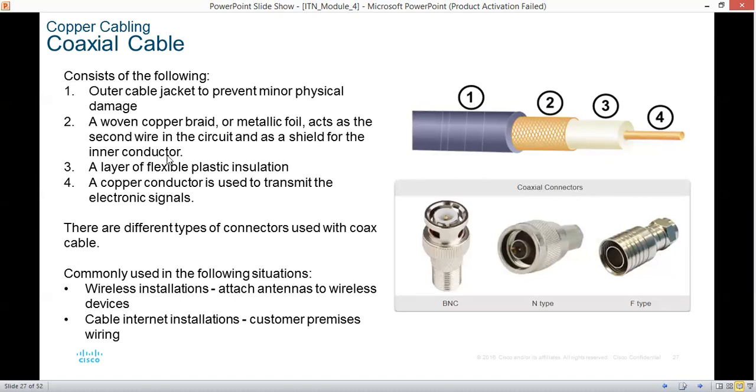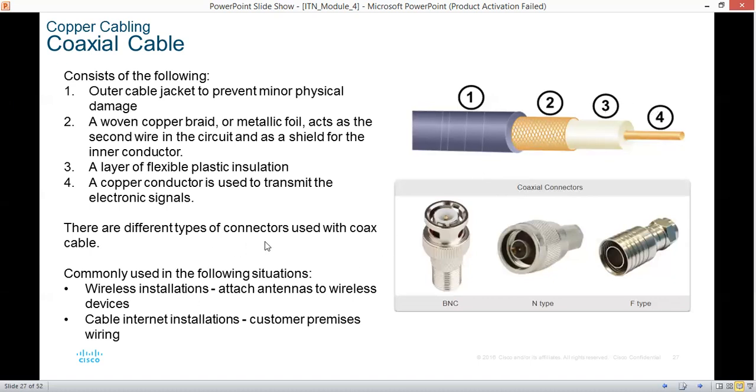the inner conductor. So you can see even from the picture, I think we can relate it to what I'm saying here. A layer of flexible plastic insulation, and then a copper conductor is used to transmit the electrical signal, which is number 4 here. So each number here is meant to be tied to what you're seeing in the diagram.